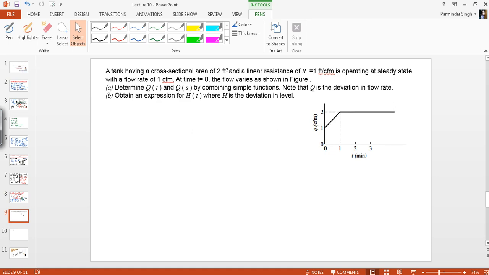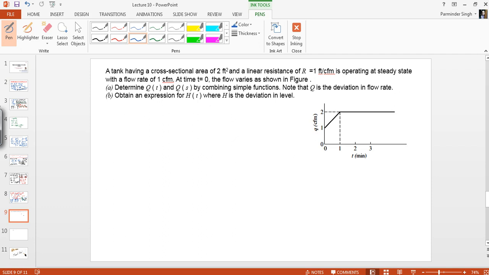the third question, it's a very good question. A tank is having a cross-sectional area of 2 feet squared and a linear resistance of 1 foot per cubic foot per minute, and is operating at a steady state flow rate of 1 cubic foot per minute at time equal to 0. The flow is given by this profile. Determine q(t) and q(s) by combining the simple functions. Note that q is the deviation in the flow rate. Obtain the expression of h(t).